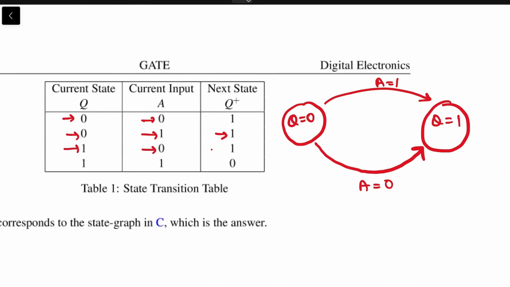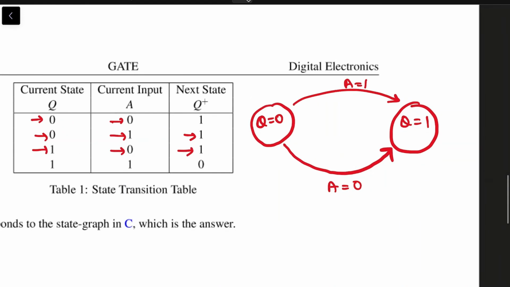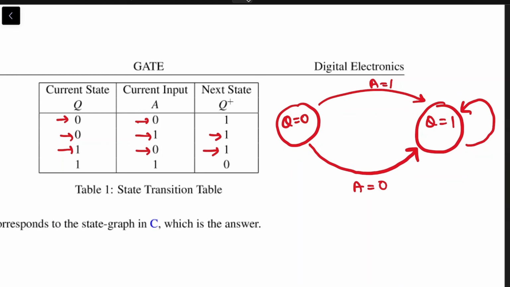Interestingly, 1, 0 gives us 1. That is, when the current state is Q equal to 1, the next state is the same as the current state. So the directed edge is from and to the same node. And of course, this is for A equal to 0. And finally, for A equal to 1, you get that for a current state of 1, it traverses to the state 0.